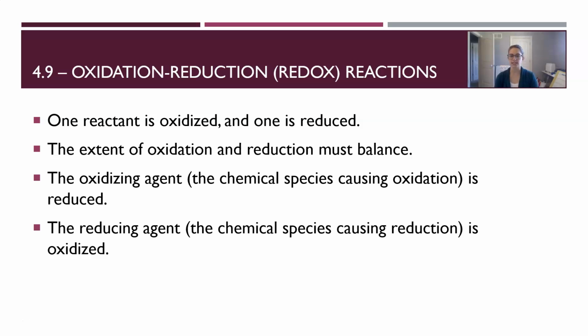The extent to which oxidation and reduction happen must balance. So remember, when a redox reaction occurs, we're looking at transferring or moving of electrons. And the amount of electrons you remove from your substance that is being oxidized needs to be the same amount that is gained by your substance that is being reduced. So that's what we mean by the extent must balance. So we have to think about our total number of electrons changing being the same.